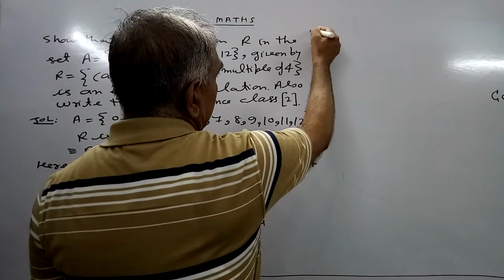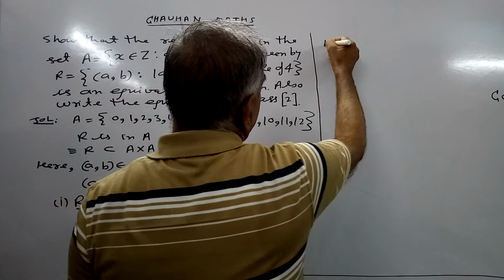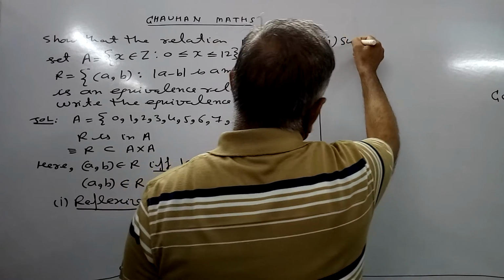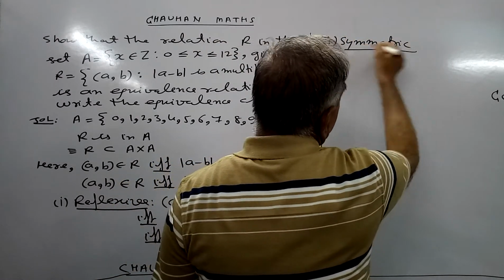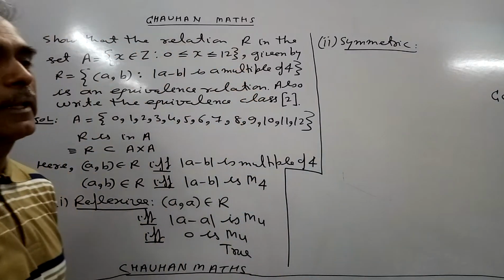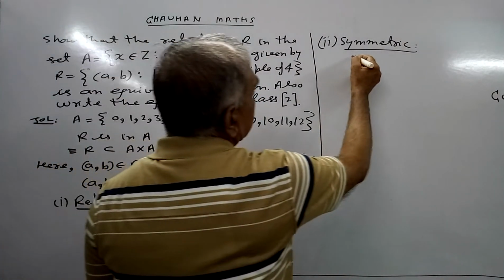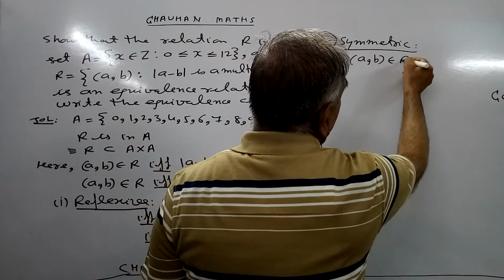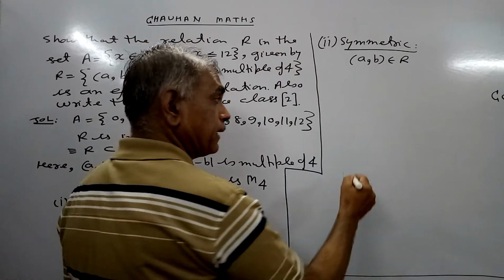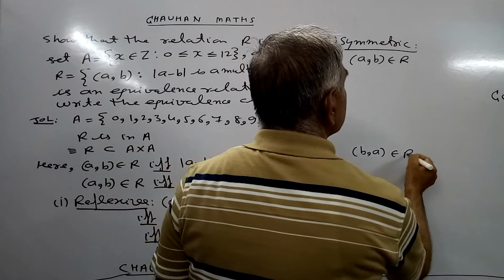Let us go for symmetric relation. Second, we prove that the relation is symmetric. For proving symmetric, we begin with (a, b) belongs to R, and we will end at (b, a) belonging to R.